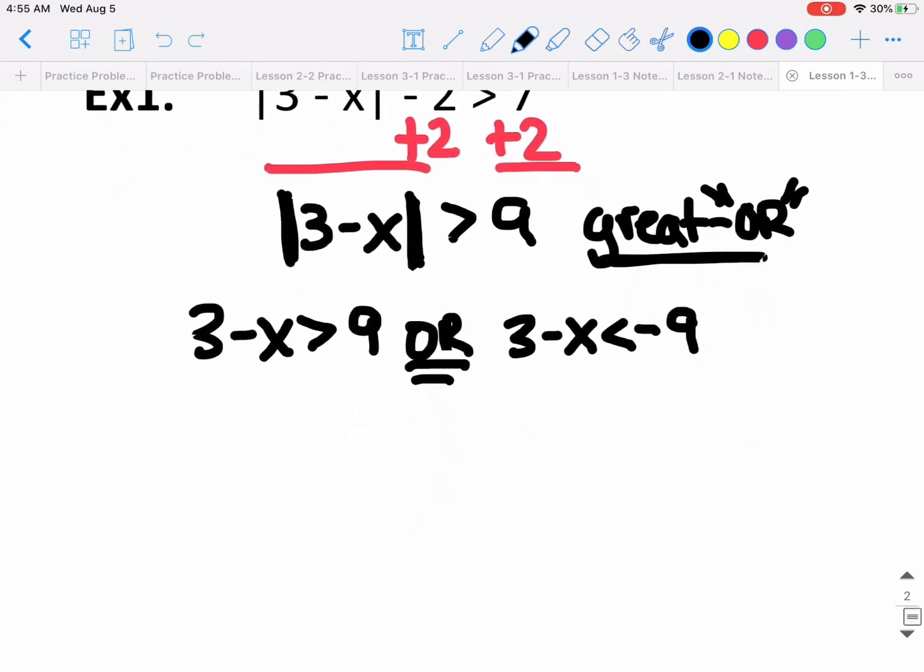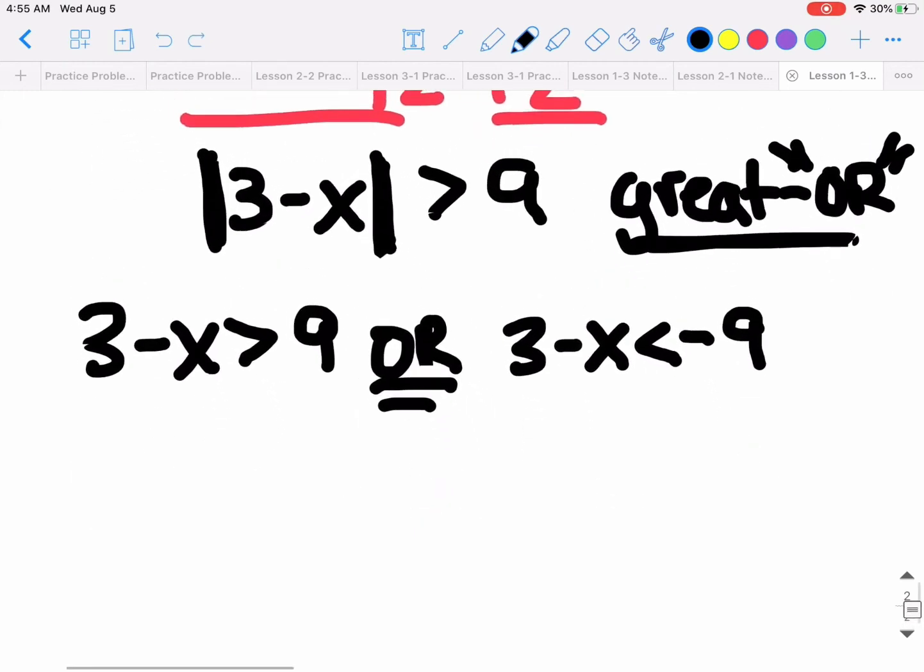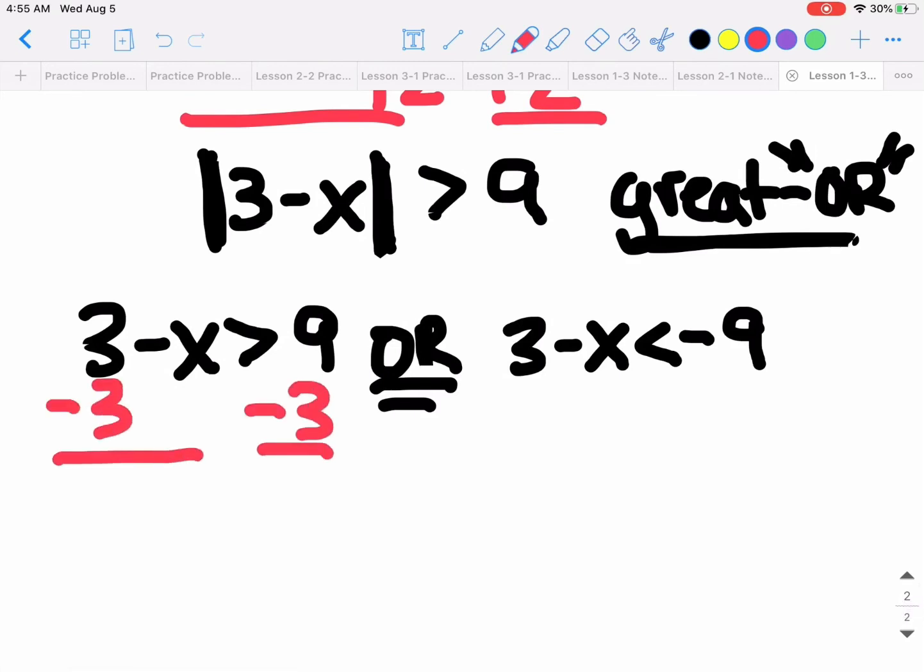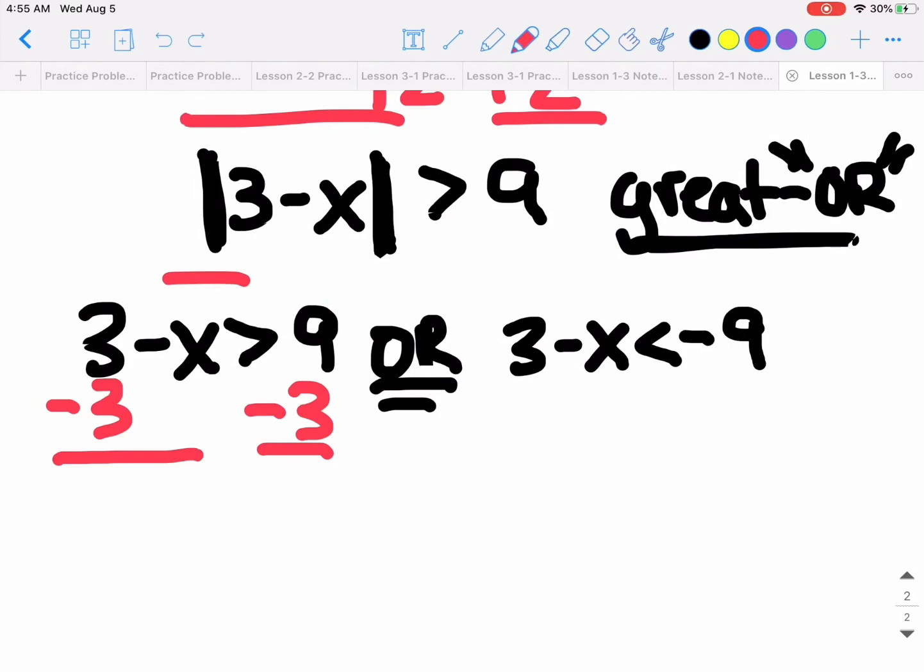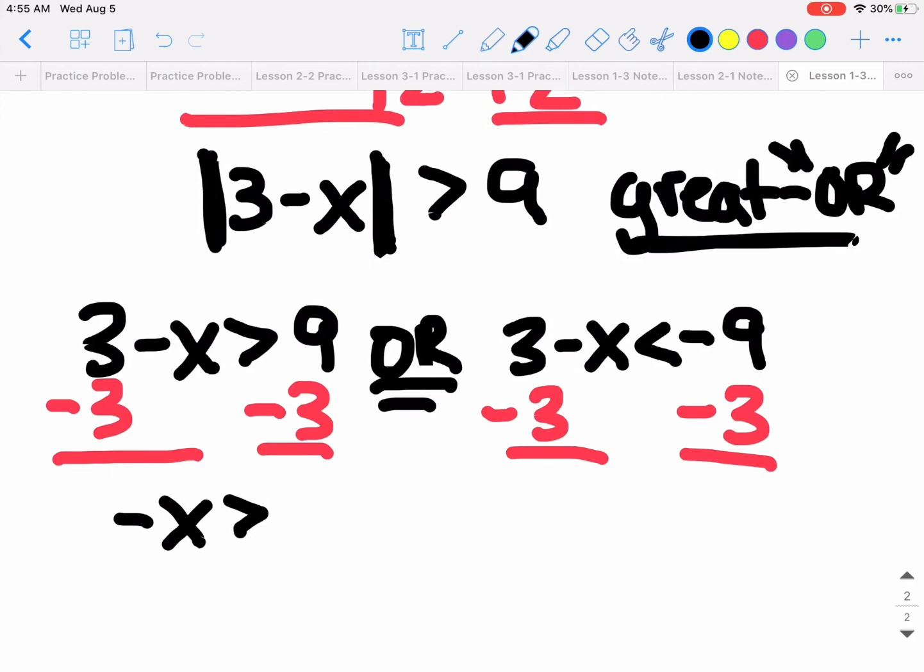So the first thing I'm going to do is subtract 3 on both sides to eventually get the x by itself. If I can do that in this inequality, I can do that in this inequality as well. So the steps are going to be the same. You can do them all at the same time for the two inequalities that you write. So I'm going to subtract 3 on both sides. I'm going to get negative x is greater than 6, or negative x is less than negative 12.